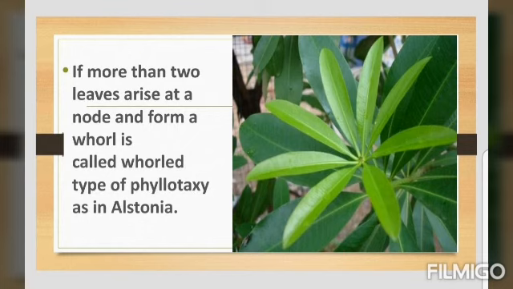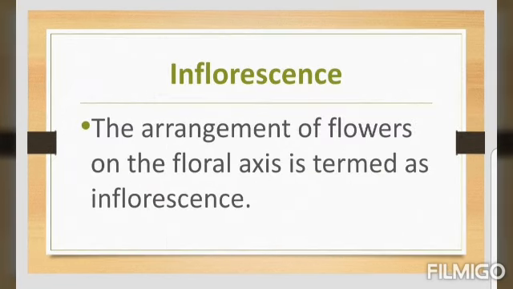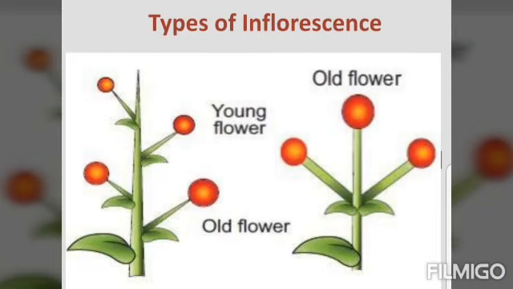And leaves are also modified to perform functions other than photosynthesis. They are converted into tendrils for climbing, as in pea, or into spines for defense, etc. Here comes the next topic, the inflorescence. The arrangement of flowers on the floral axis is termed inflorescence.